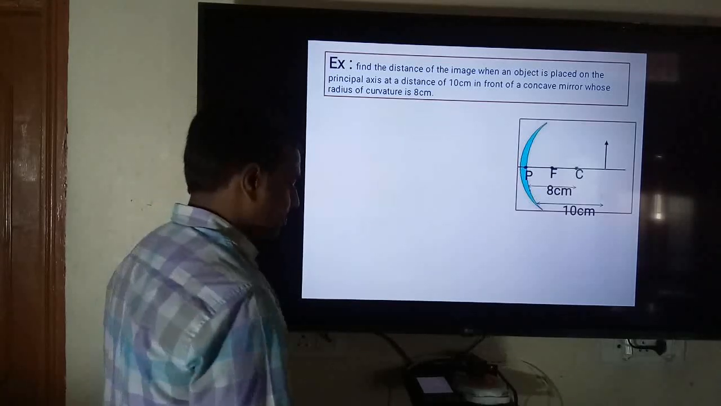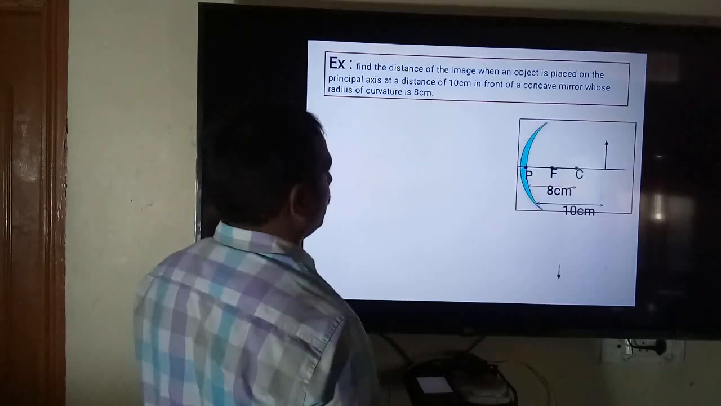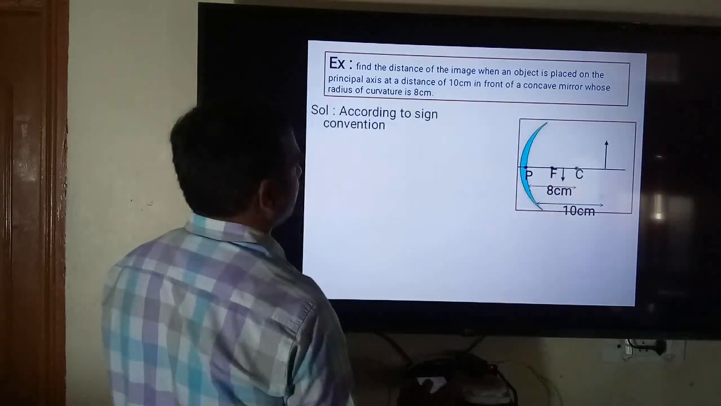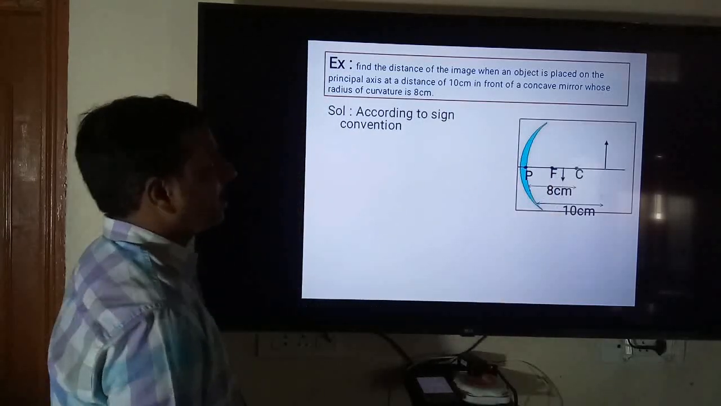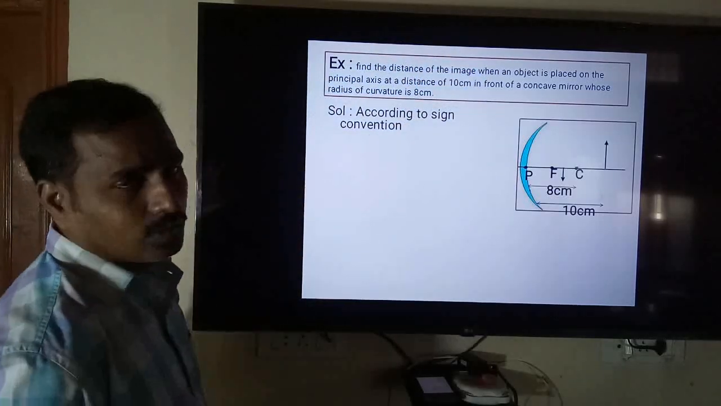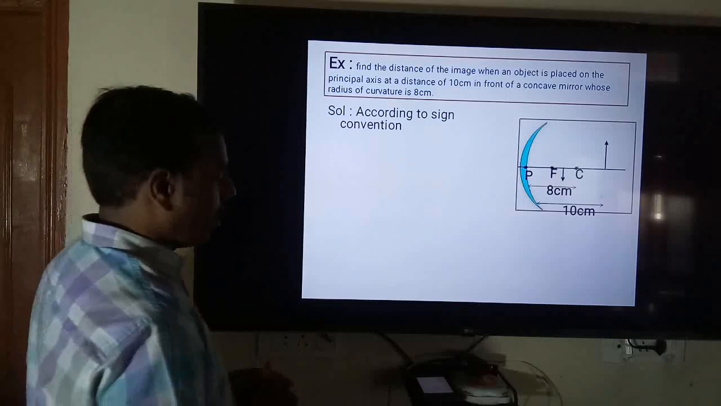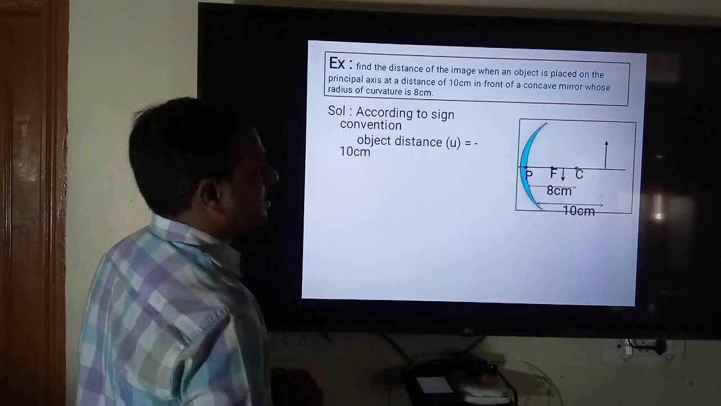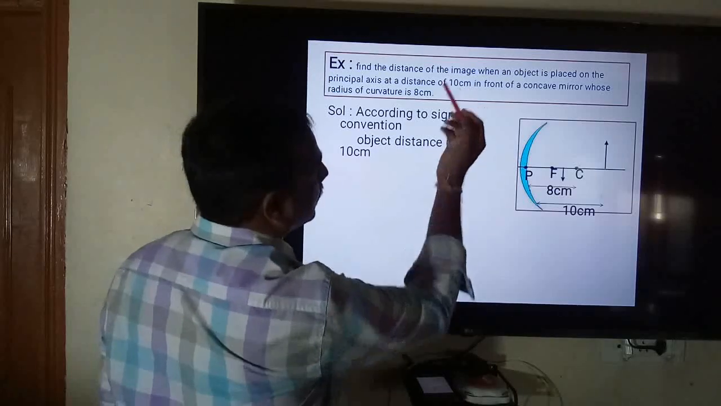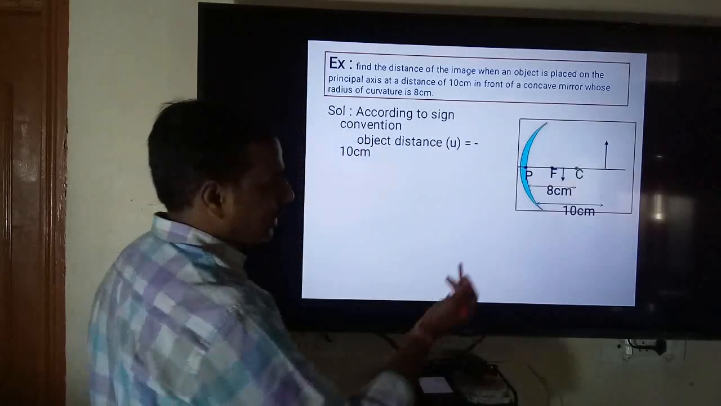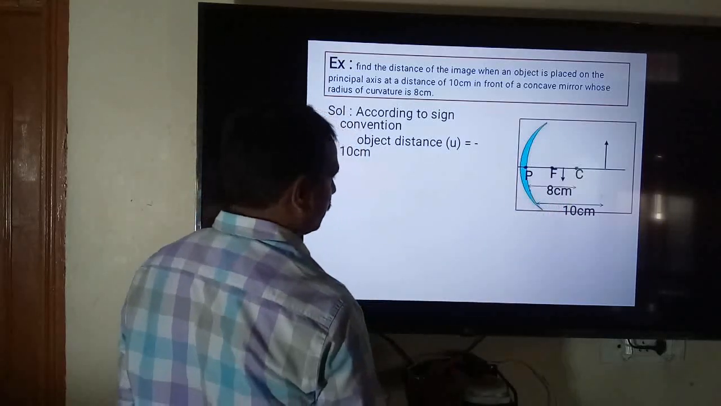Yes, we get an image in between C and F. So now I am going to write these distances according to sign convention. How can we write this? Object distance U is equal to how much? 10 centimeters is given, so that is minus 10 centimeters.